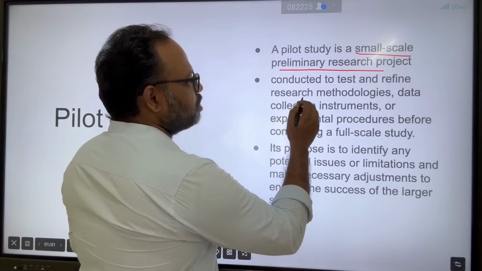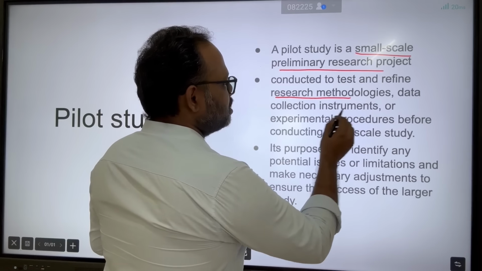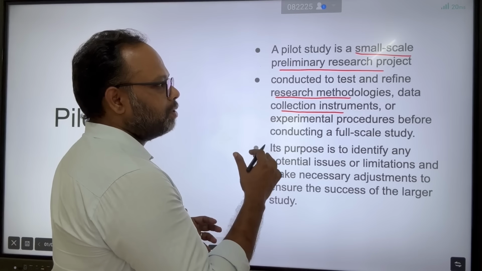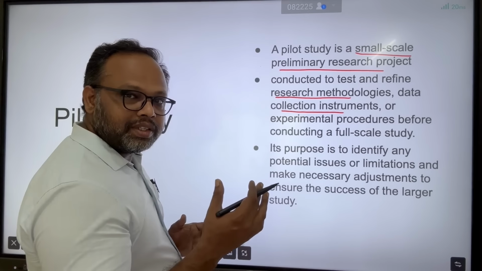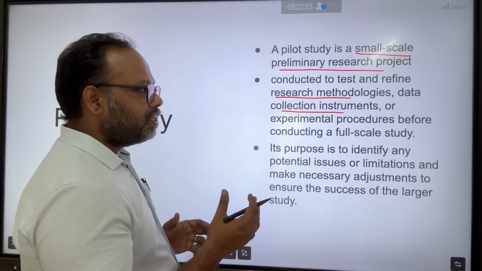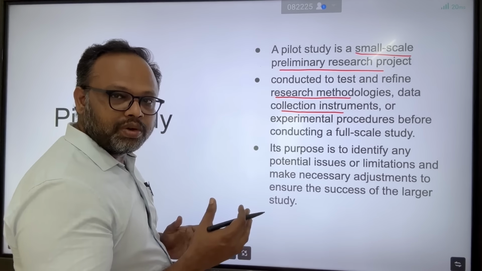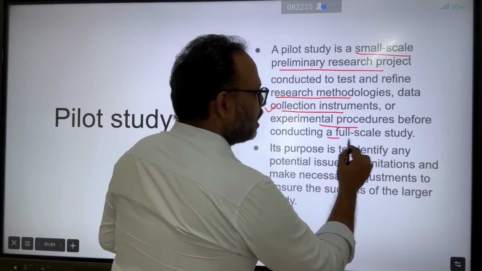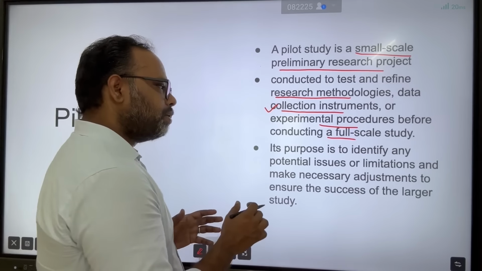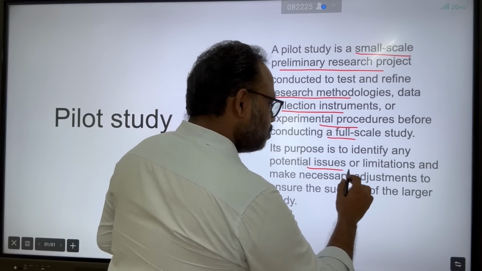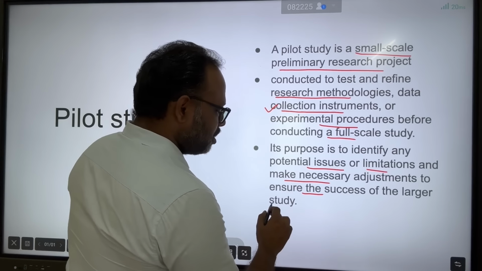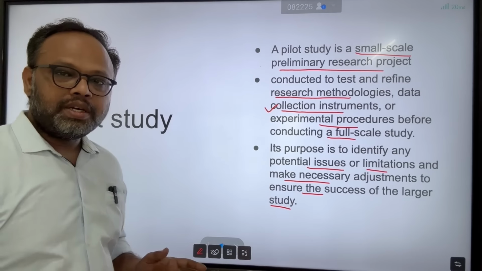Its purpose is to refine the research methodologies, data collection instruments, that is any change in the tools and methodologies can be done. You can record the time and validity of the instruments which we use, that is accuracy of the instruments which we use. We can do an experimental procedure before conducting a full-scale study. Its purpose is to identify any potential issues or limitations and make necessary adjustments to ensure the success of the larger scale study. So that is the pilot study.